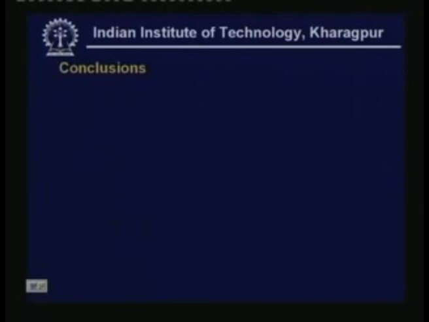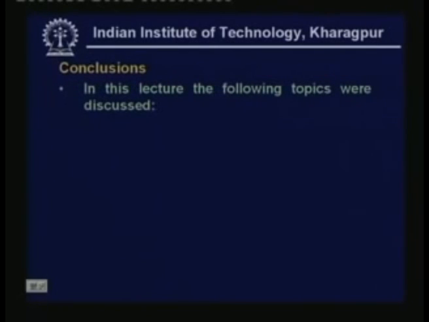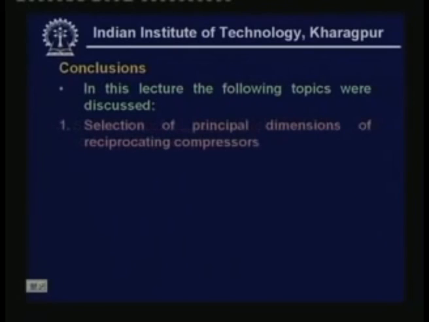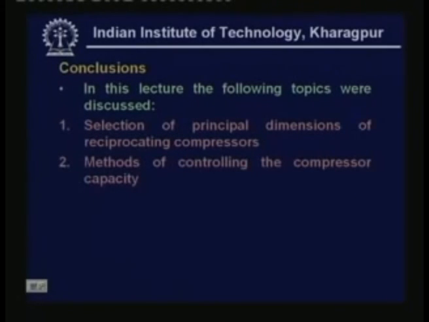So let me quickly conclude what we have discussed in this lesson. In this lecture, the following topics were discussed: selection of principal dimensions of reciprocating compressors, methods of controlling the compressor capacity, lubricants and methods of lubrication. And in the next lecture I will discuss other types of positive displacement compressors.